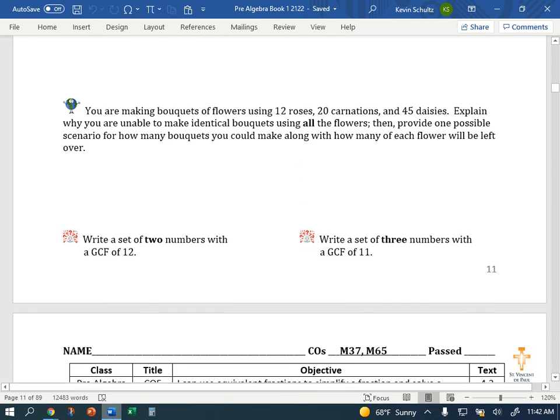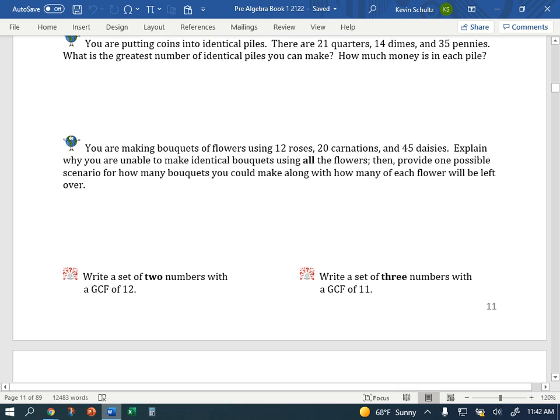Then you've got some more down the page here. You are putting coins into identical piles. There are 21 quarters, 14 dimes, and 35 pennies. What is the greatest number of identical piles you can make? How much money is in each pile? You are making bouquets of flowers using 12 roses, 20 carnations, and 45 daisies. Explain why you are unable to make identical bouquets using all the flowers.